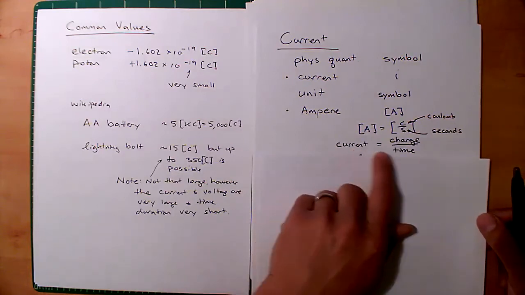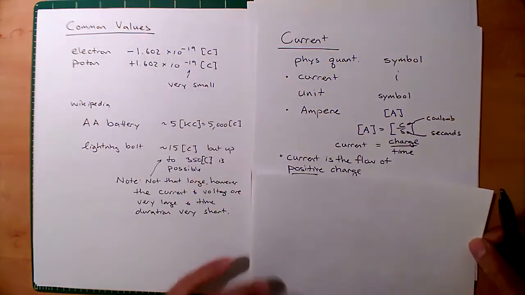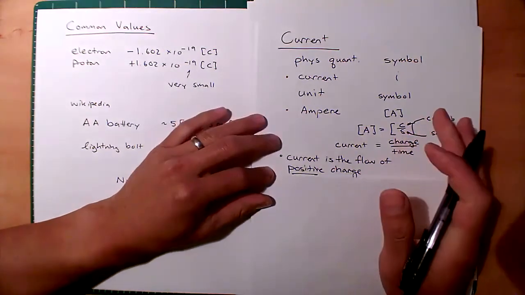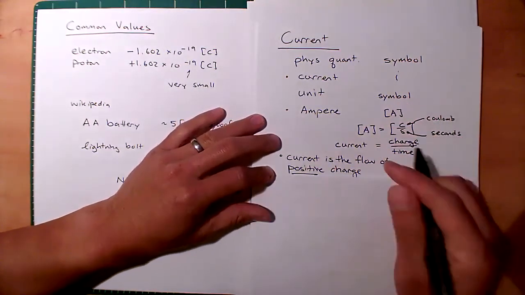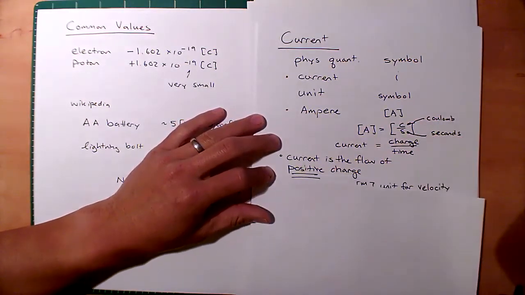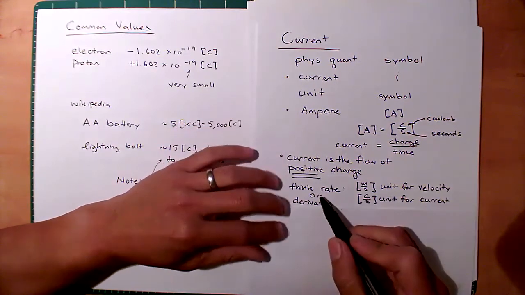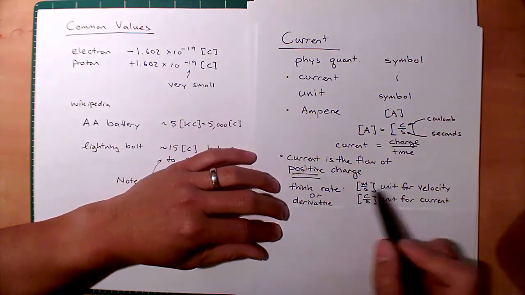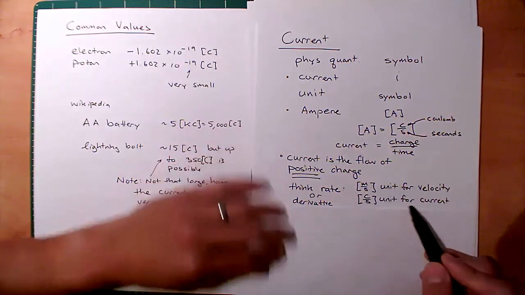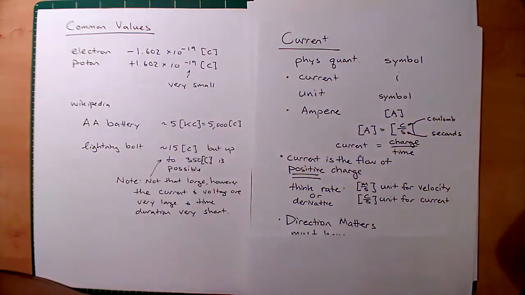And then I have that here. Current is charge per time. All right. And the way we're going to define it in this class is current is the flow of positive charge, right? And like I said before, I want you to think of a rate or derivative, just like velocity is meter per second, current is coulombs per second.